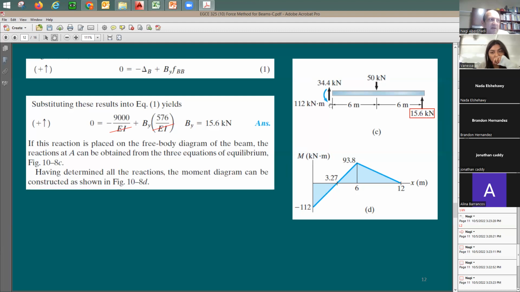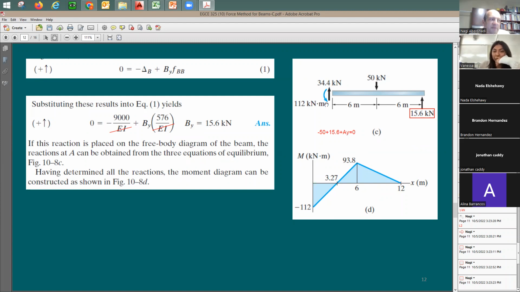You have here 50. How much is this reaction here? You say summation of the force on the y equal to 0. How do you do it? You say, well, I have here negative 50 plus 15.6 plus A in the y direction equals 0. Can you solve here for AY? Yeah, AY is going to be 34.4 kips.